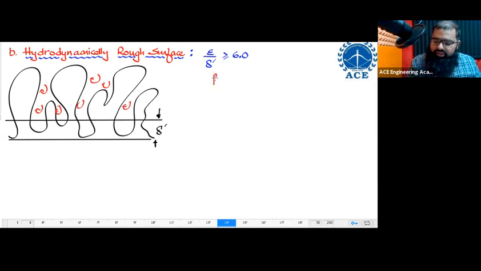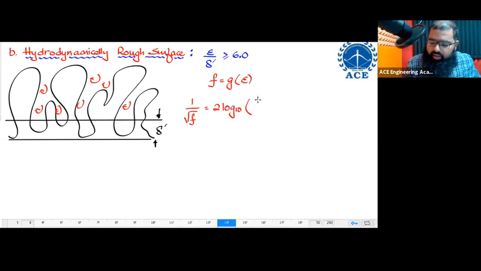Over here, the friction factor has to be a function purely of epsilon. What is the formula given by over here? The formula is 1 by root f is equal to 2 log base 10 of capital R upon epsilon plus 1.8.